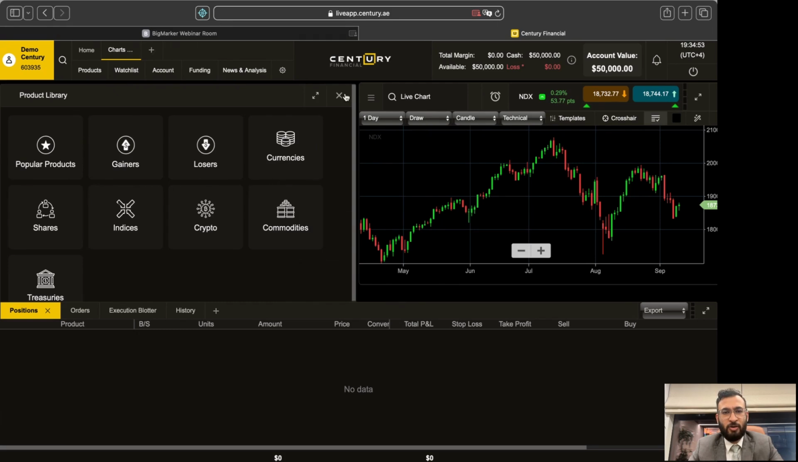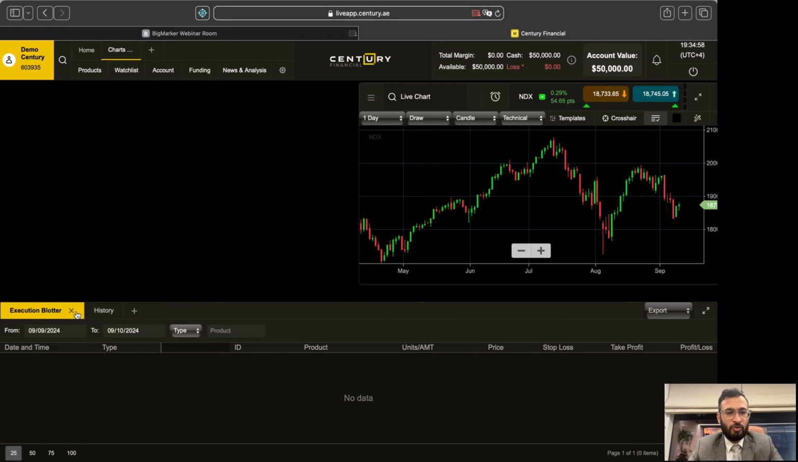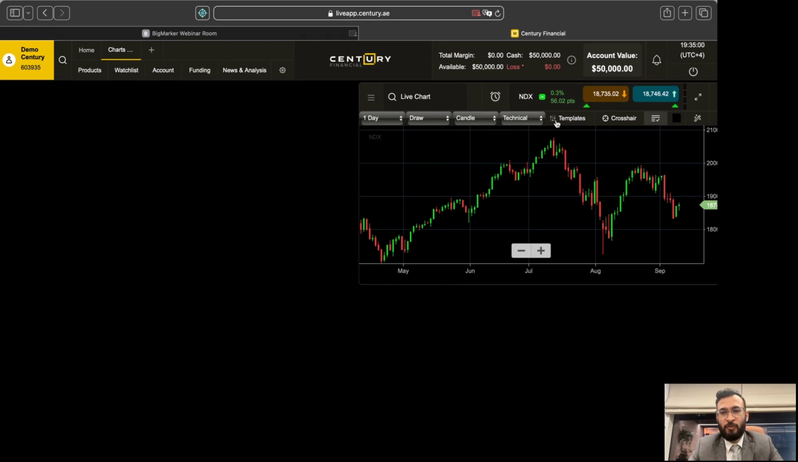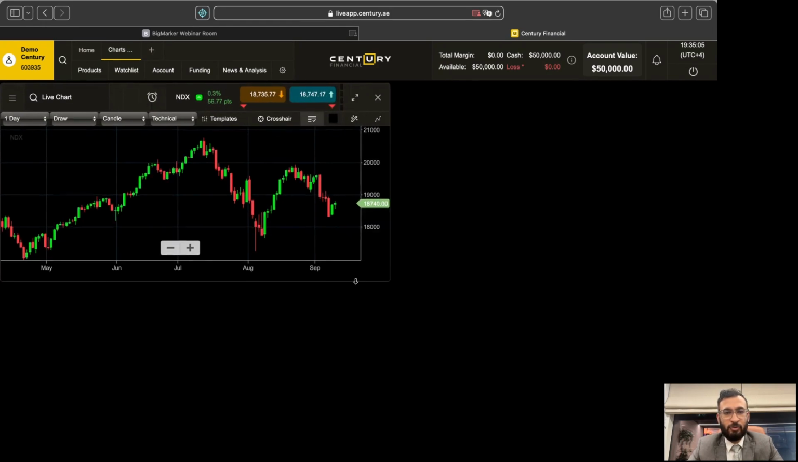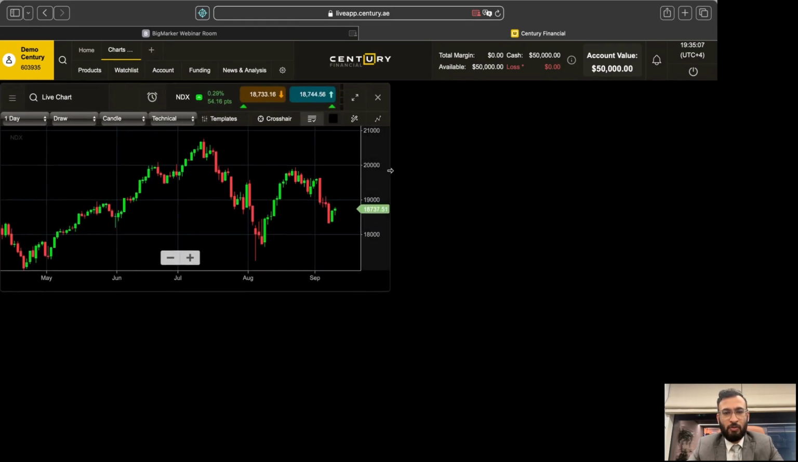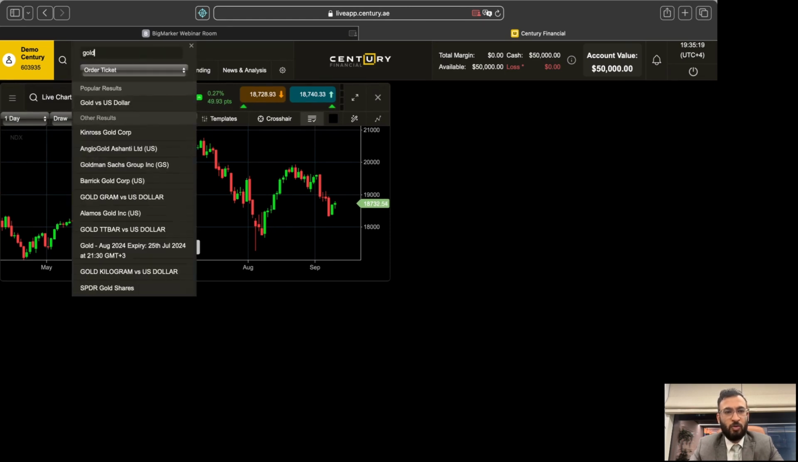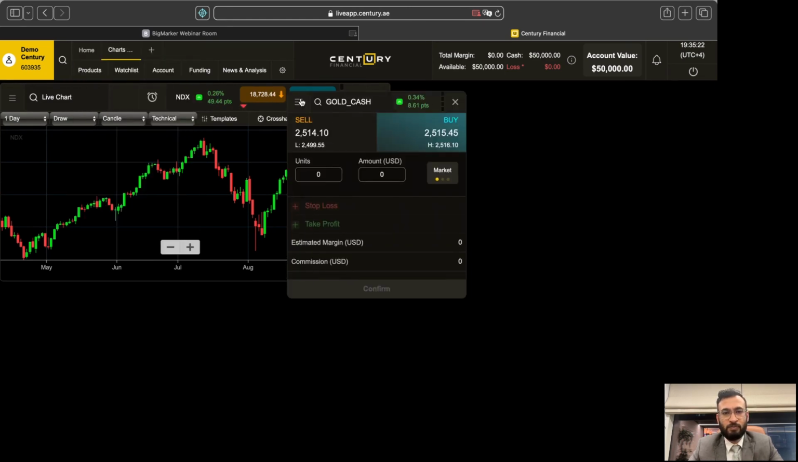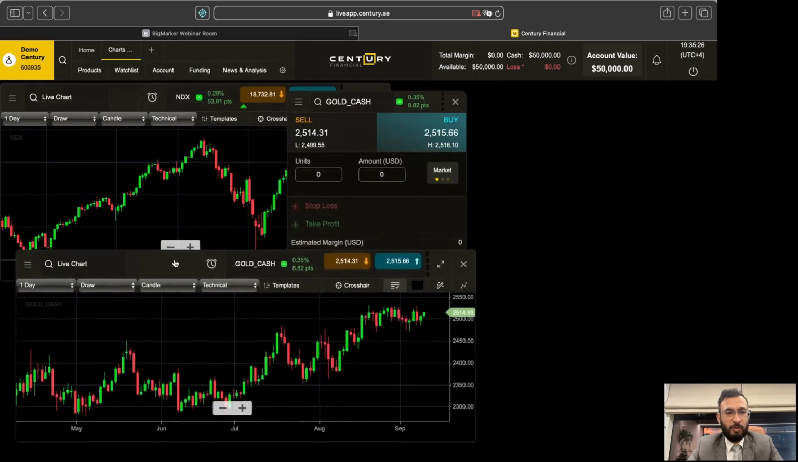Right. In charts layout, what you need to do is keep the charts open so that you can see live movement of what is happening. So this is NASDAQ right now. I'm just going to reduce a bit. Okay. And then I'm going to open gold. Click on the chart. Prices have moved higher.